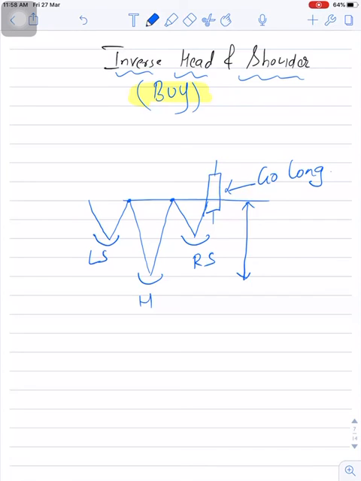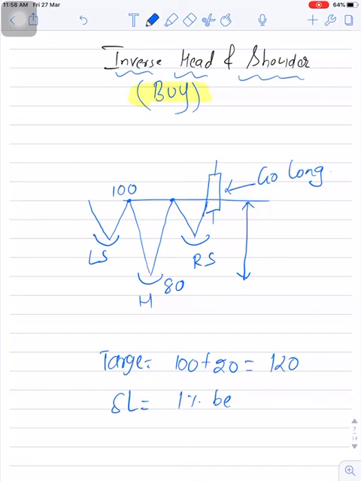Target will be the same pattern height, and you can keep stop loss 1% below neckline. So let's assume this is the 100 rupees level and the head is at the 80 rupees level. So again the target will be 20 points. So you can keep the target of 120 and stop loss 1% below neckline.